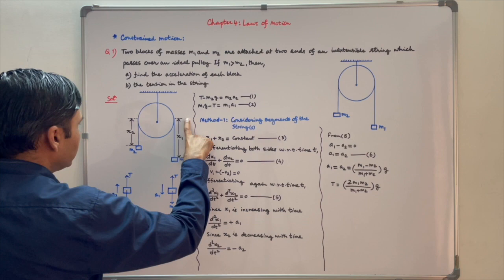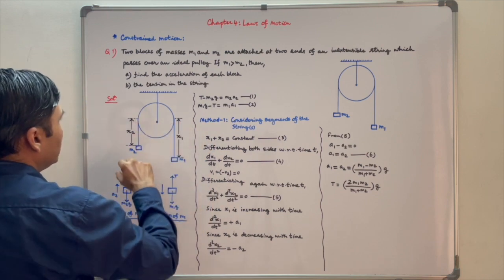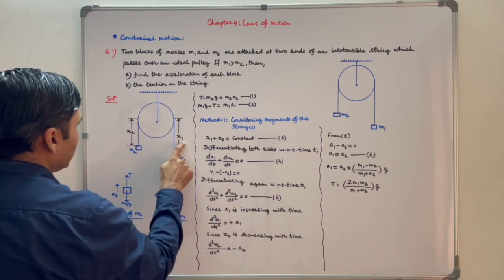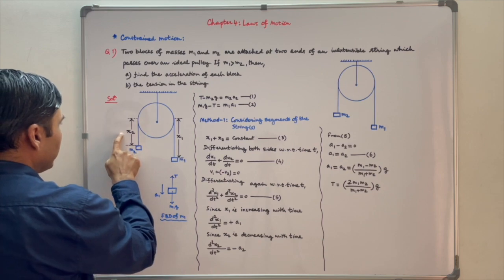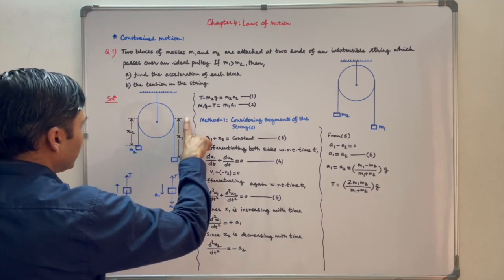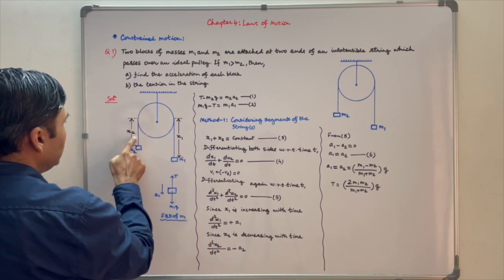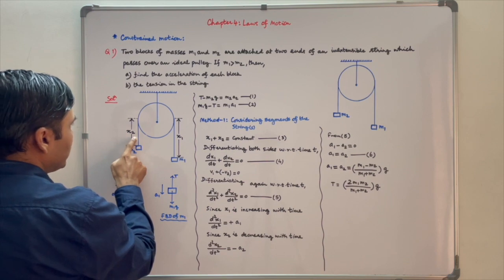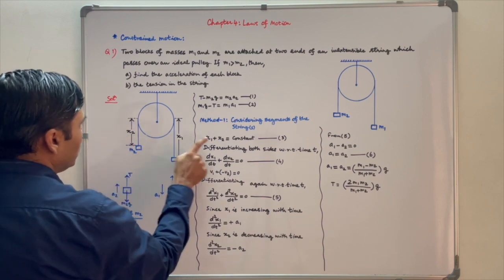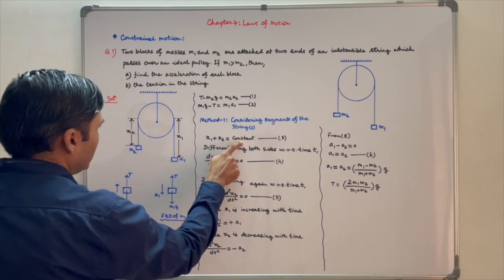So x1 increases and x2 decreases. We will consider increase as positive and decrease as negative. The amount of increase in x1 will be equal to the amount of decrease in x2, as this is an inextensible string whose length is fixed. So at any point of time, x1 plus x2 will be equal to a constant.